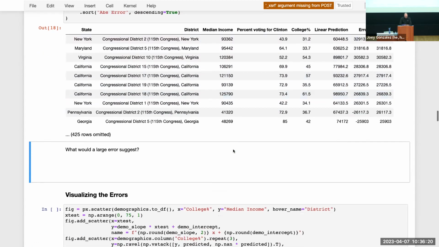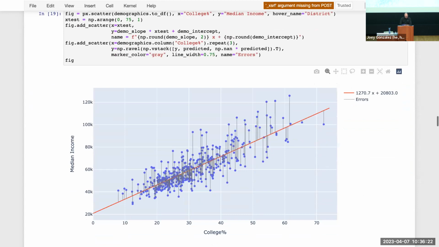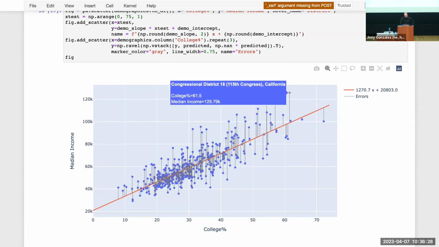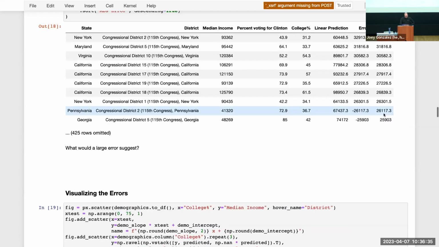Let's look at it. So what does this suggest? Let's visualize the errors. All right, so what I've plotted here is the actual gap. So this is the error. That's the number that I'm computing. And then here are the points that have the large errors, right? So this is District 18. Is this up in this chart here? District 18 is up here. It's a pretty big error.